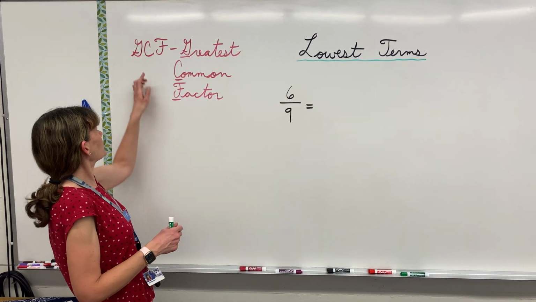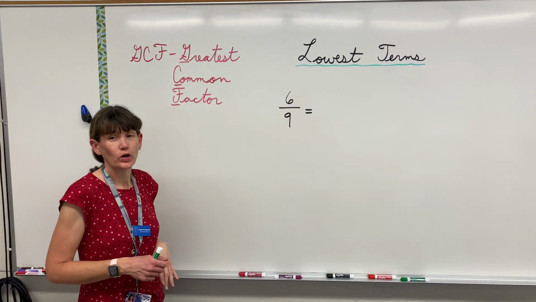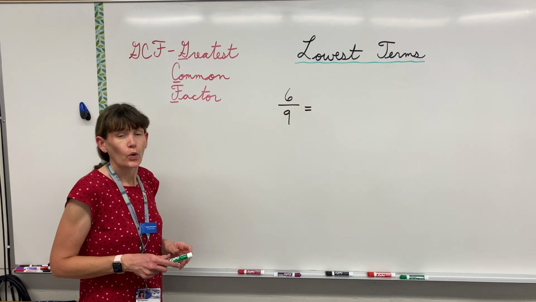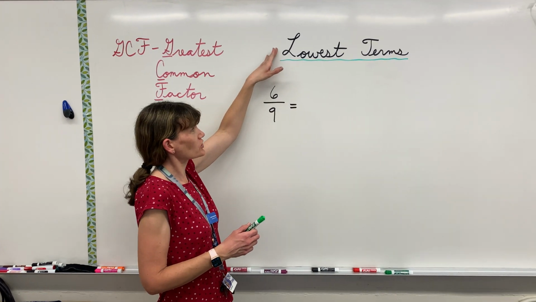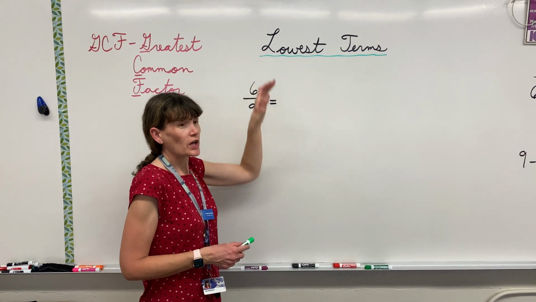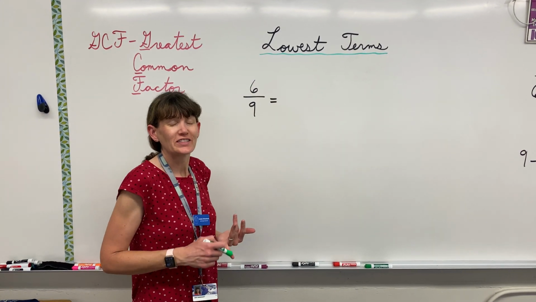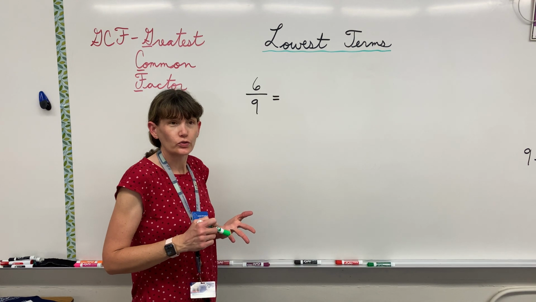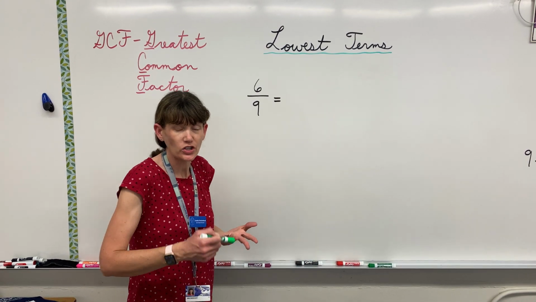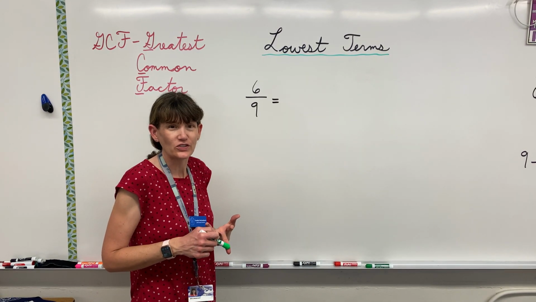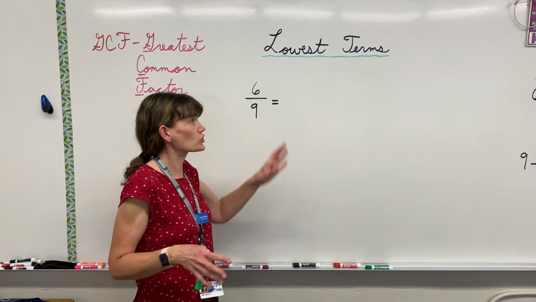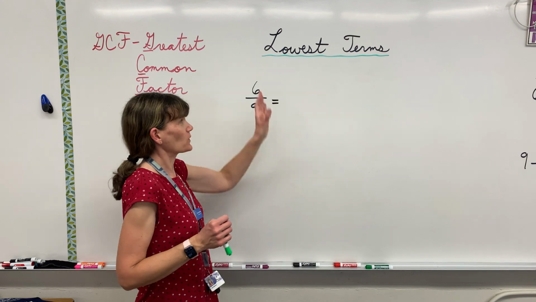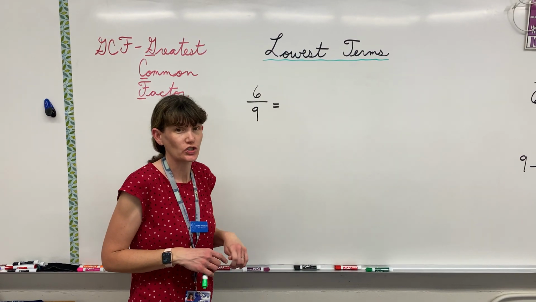Last time we took a look at our GCF, or our greatest common factor. Remember, that's very important when we are putting fractions in lowest terms. This is also called simplest form. You can also say you're reducing the fraction, you're putting it in simplest terms. People will use all of that language for the exact same thing. So we're going to call it putting the fraction in lowest terms.